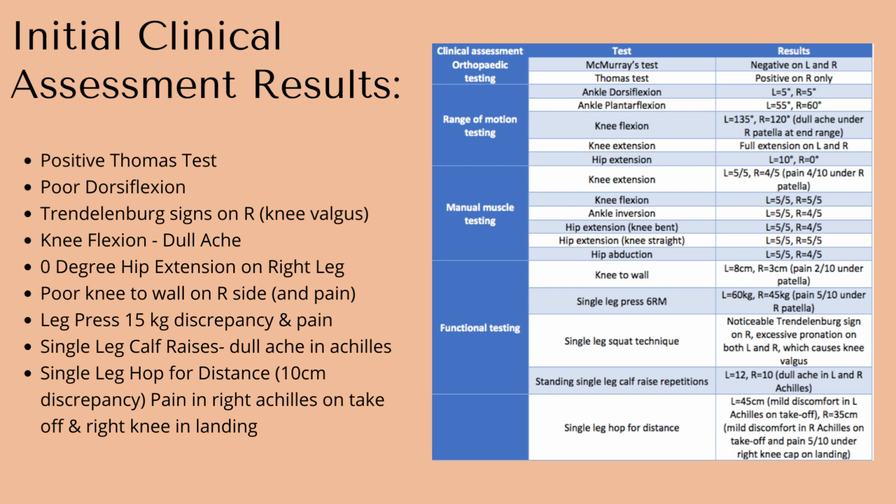Results that were of most concern were relating to her hip range of motion as well as a positive Thomas test and signs of Trendelenburg. The noticeable Trendelenburg signs on the right side indicate weakness in the hip abductor muscles, specifically the gluteus medius and minimus. Weakness of these muscles cause internal rotation and increase the Q angle. This increased Q angle is linked with knee valgus, which was apparent during the single leg squat.